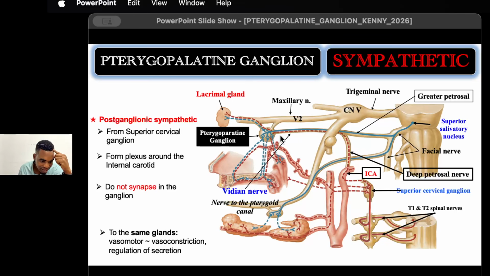Okay. And then from there it takes the same routes to go to the same glands that were supplied by the parasympathetic. We have said the sympathetic is more vasomotor, which means it's going to result in vasoconstriction, constriction of the blood vessels, but also they're going to regulate the secretion from the glands that they are supplying, and that's going to be the sympathetic.